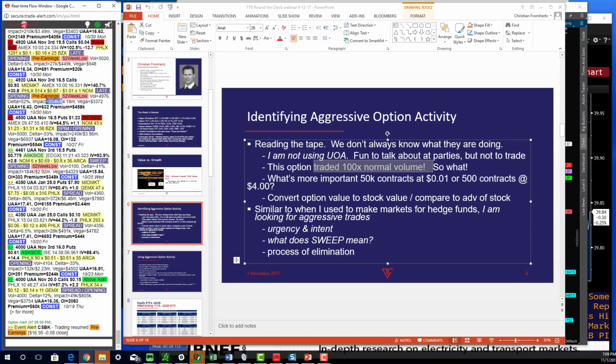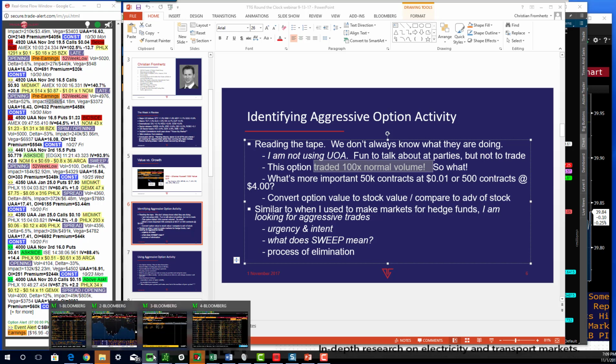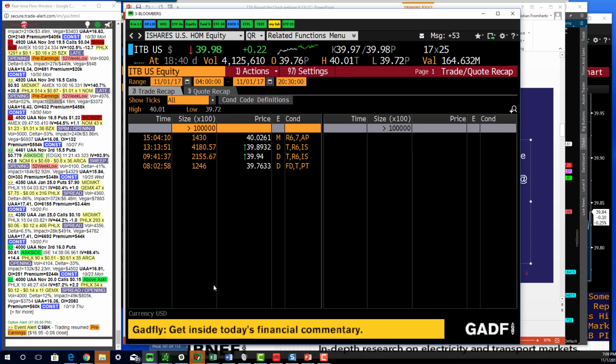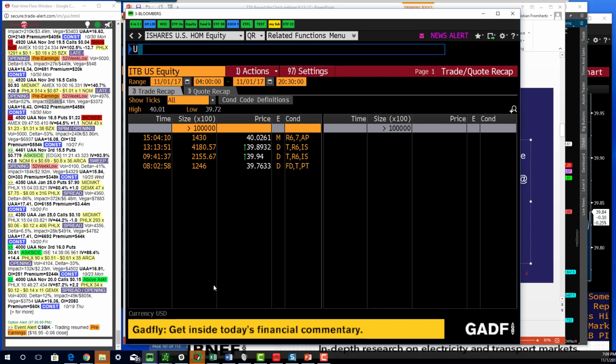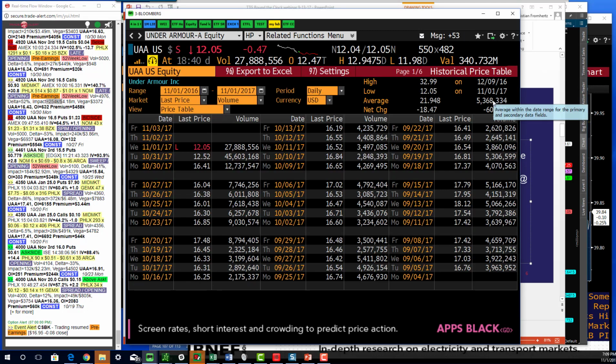So going to the Under Armour stock, right? So basically how many shares of stock they're trading based on how many contracts of options. So if you go to Under Armour and we go back up here, it trades 5.3 million shares a day. So is 250, what did I say? 254,000 shares? It's about 4.7% of the day's volume in Under Armour. So it's a decent sized trade, 4.7%.